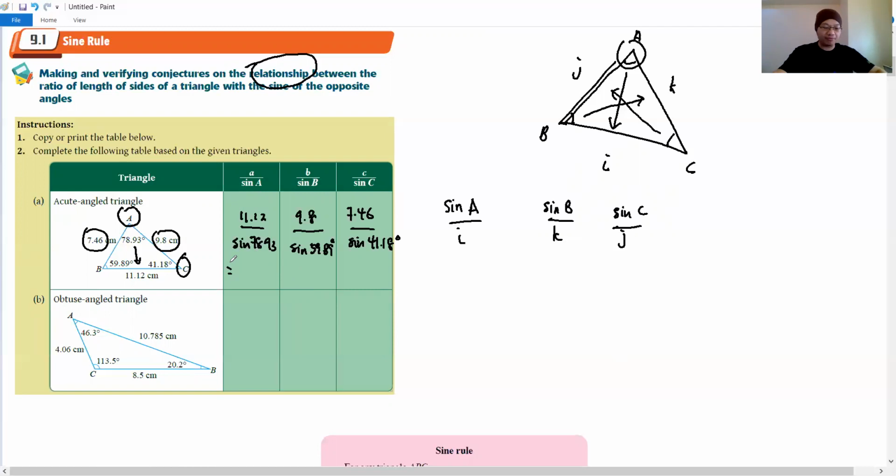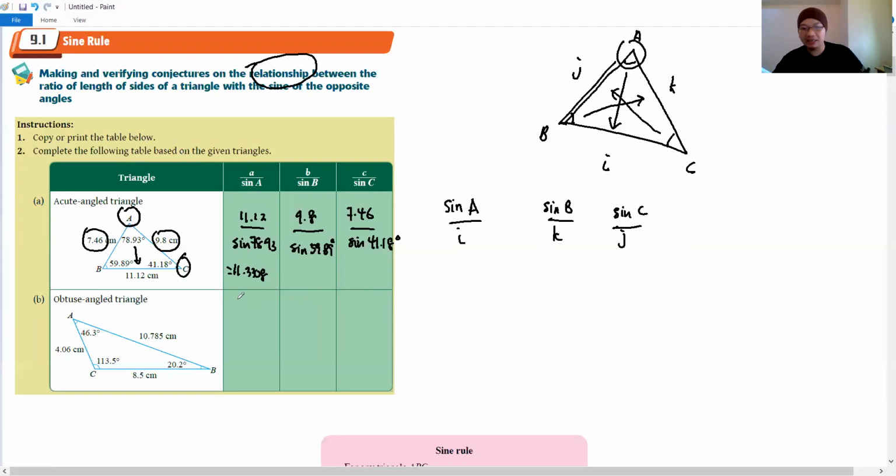From your calculator, you just press 11.12 divided by sine 78.93. So the answer that we are supposed to get is this one: 11.33. So we write down the answer, 11.3308. Okay, that is rounded off.